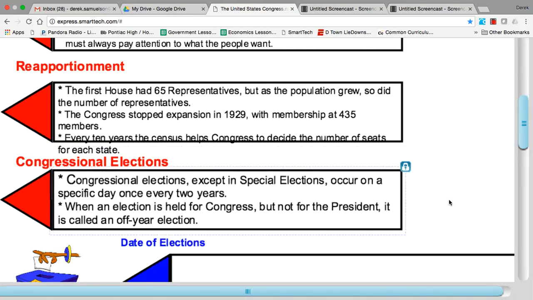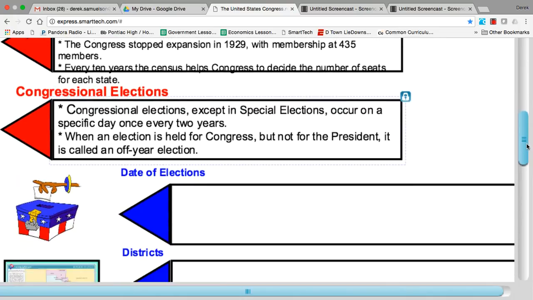Now, in congressional elections, except when we have a special election, and a special election would be like if somebody resigned from their position or if they died or if they were kicked out of office because they violated some law. Apart from that, we just have congressional elections once every 2 years. It's on a very specific day, and we'll get to the date of elections in just a moment. But when the election is held for Congress but not the president, we call that an off-year election. So we have presidential year elections and we have off-year elections. Off-year elections are usually less well attended.